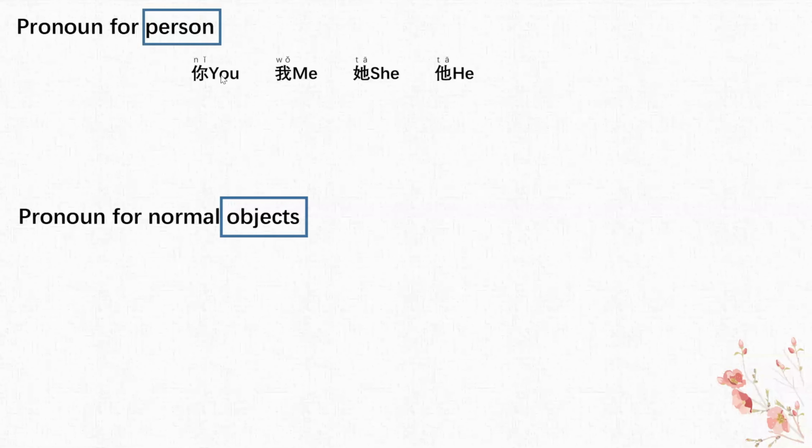Like before, we learned the pronoun is for persons, right? So we learned he, she, you, I. You see here, we learned you is 你. 我 means me. She and he, we both call it 他, but different characters. This character, they have the woman component. This character, they have the human component.